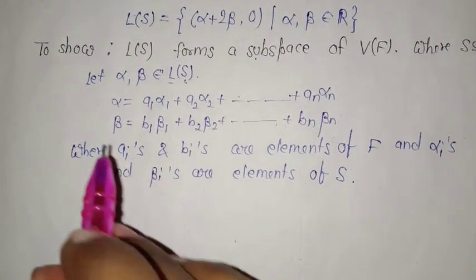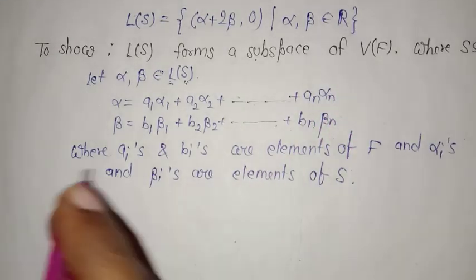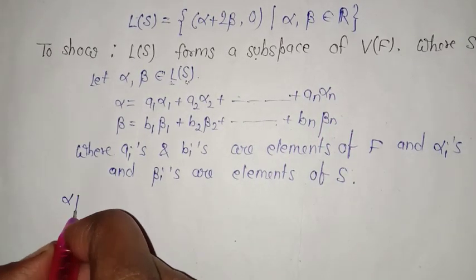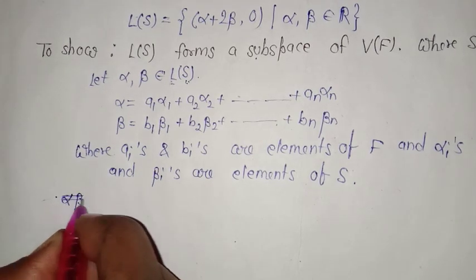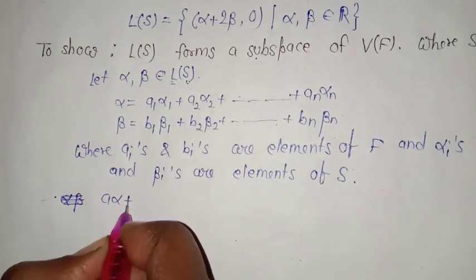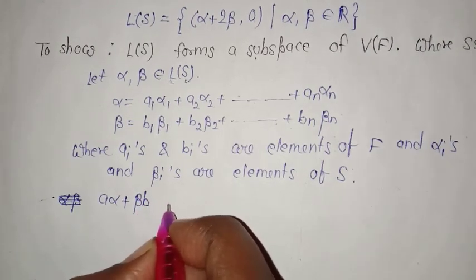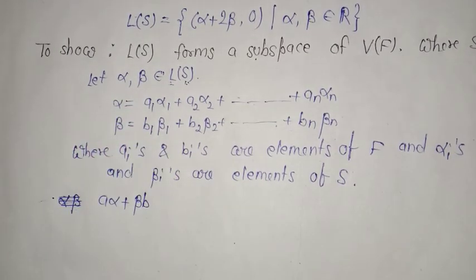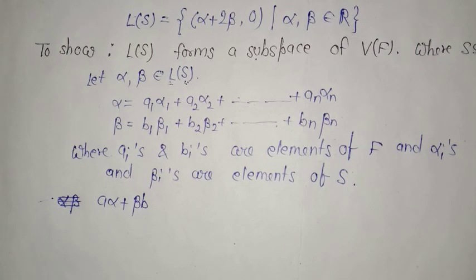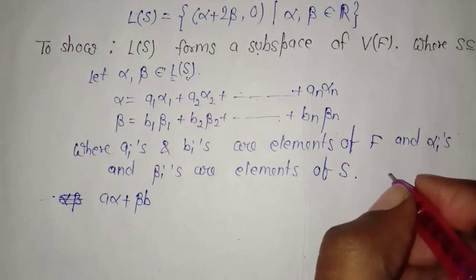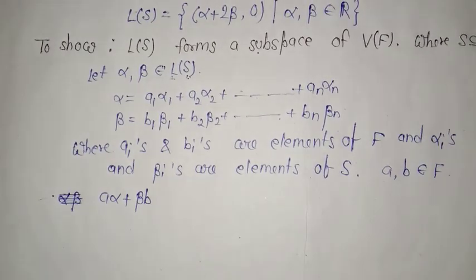Now, in order to prove that L of S is a subspace of V over F, we have to apply the test, that is, A alpha plus B beta must belong to L of S. Then we can say that L of S forms a subspace of V over F, where A and B belong to the field F.